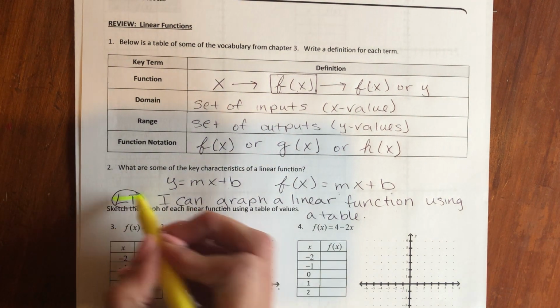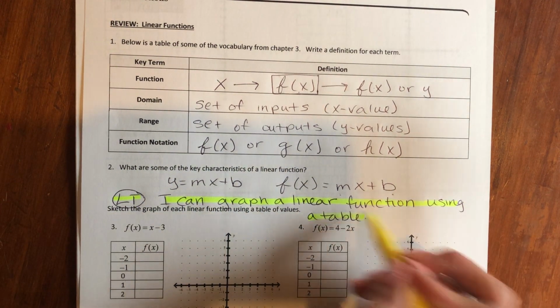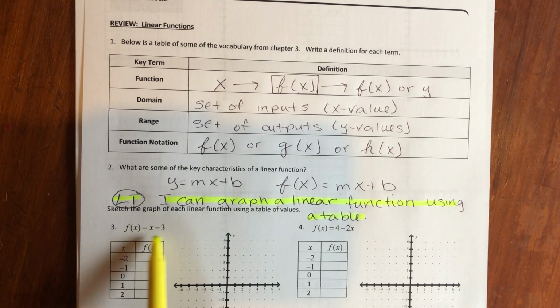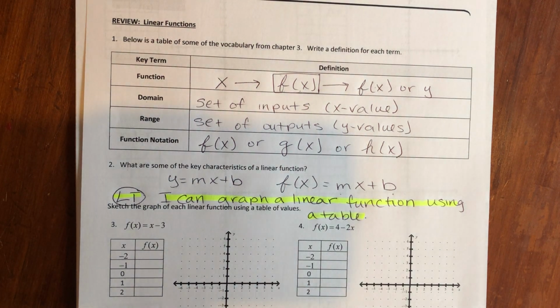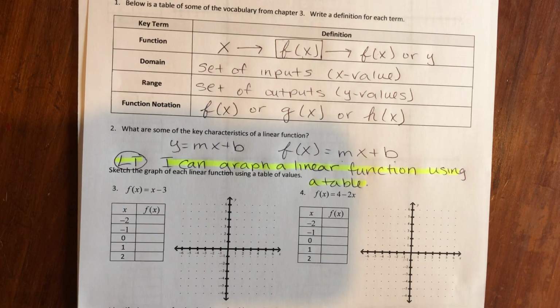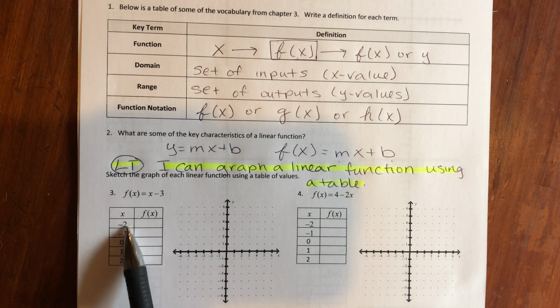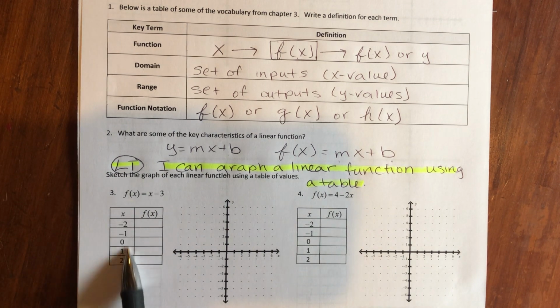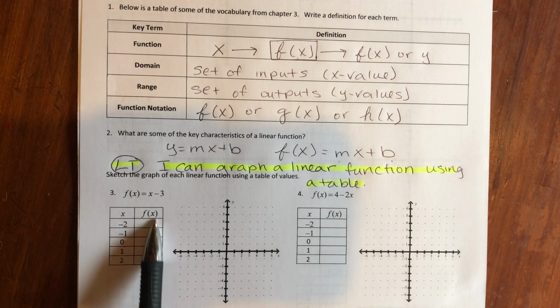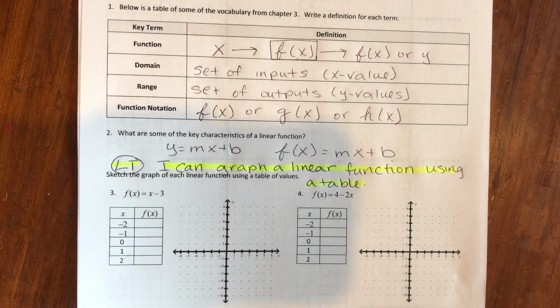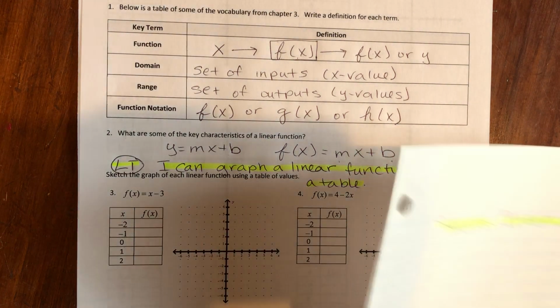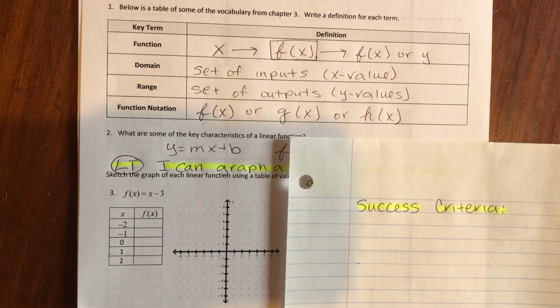All right. So here is my linear function: f of x equals x minus 3. I want to graph that, and I want to graph it by the technique of filling in this table. What's given to you in this table is the set of inputs, the x values. So we need to find these outputs or y values. Let's jot down some success criteria as we go through this.